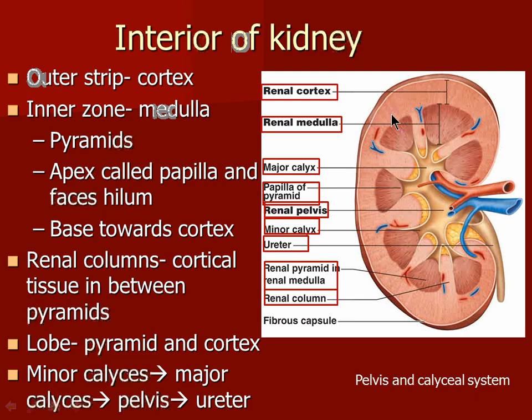But when urine is formed, it'll pass all the way through. It'll come first into the minor calyx, then into the major calyx, then into the pelvis, and down into the ureter, and all the way down into the bladder. Okay?